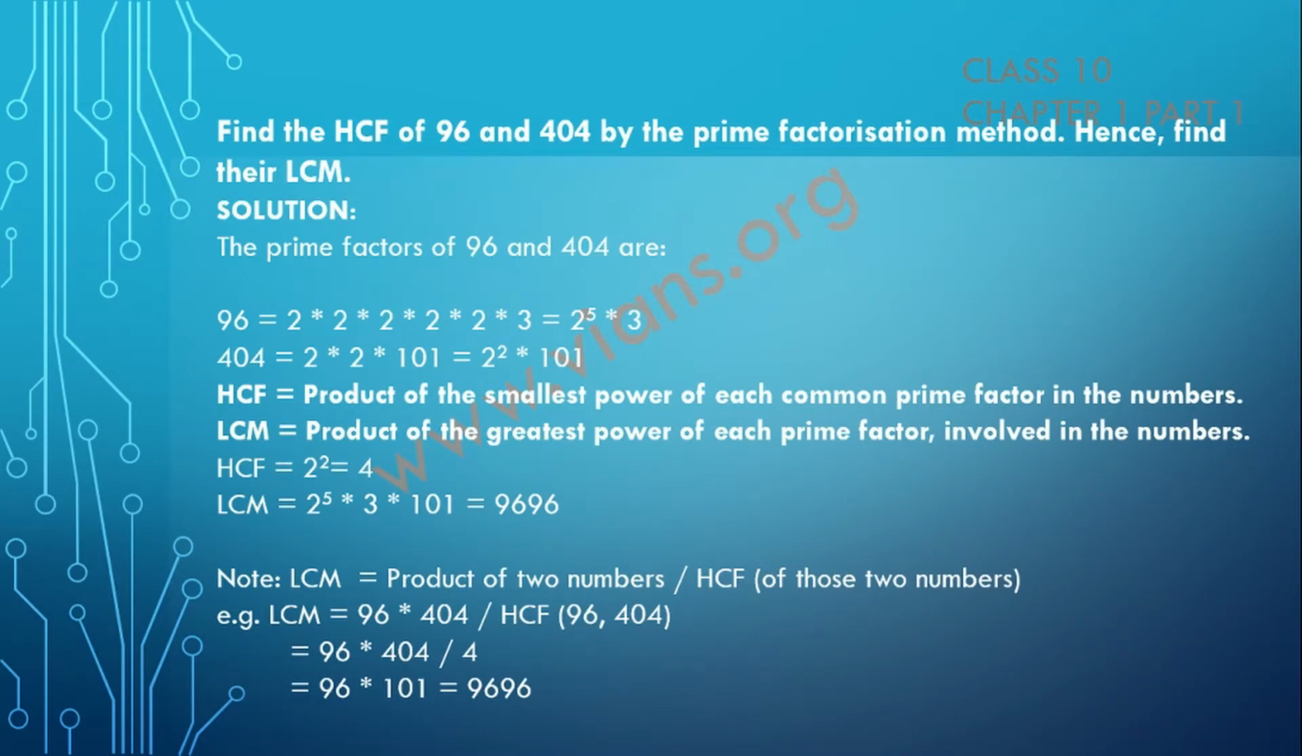Now find the HCF of 96 and 404 by the prime factorization method, hence their LCM. Now I like to do it this way, even though it was a little bit difficult for me to write over here, but I like to generally do it this way. So you have 96.